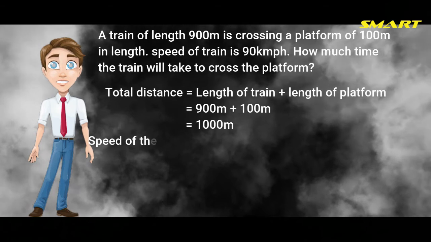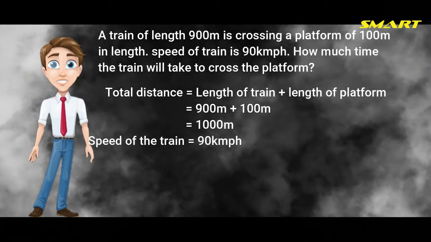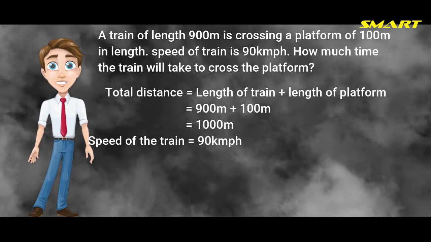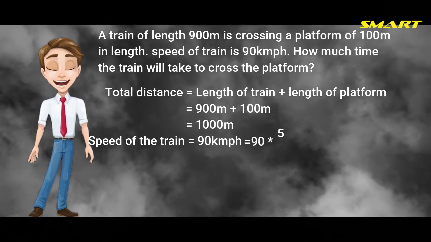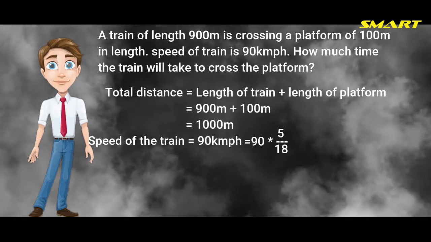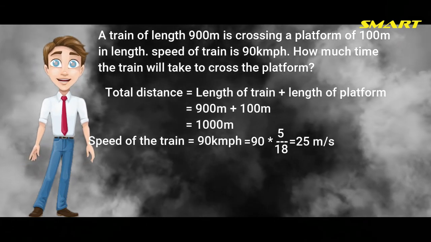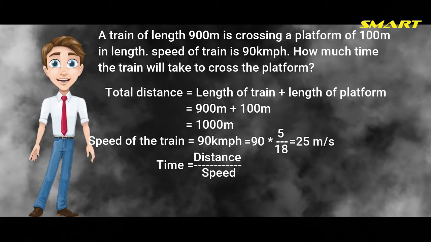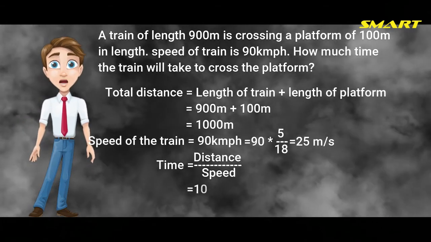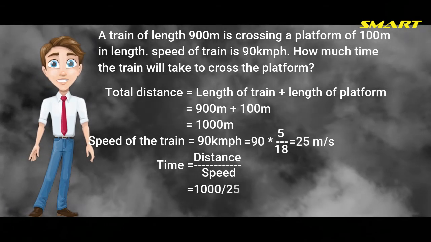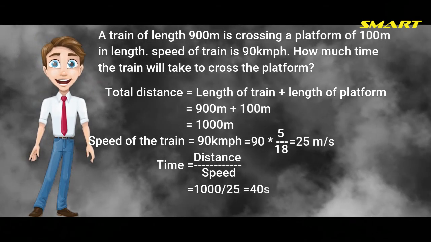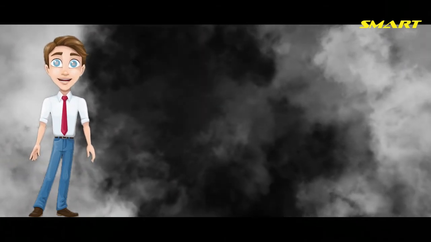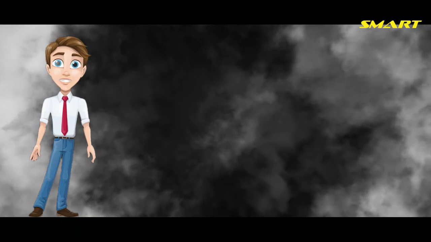And speed of the train is 90 km per hour. Since it is given in km per hour, we have to convert it into meter per second. So we are multiplying the value with 5 by 18 and we'll get an answer as 25 meter per second. In the question, we have to find out time, and we know time is distance by speed. And here distance is 1000 meter and speed is 25 meter per second. And on solving that, we'll get an answer as 40 seconds. Let's try to solve another two questions that are having train and moving objects.